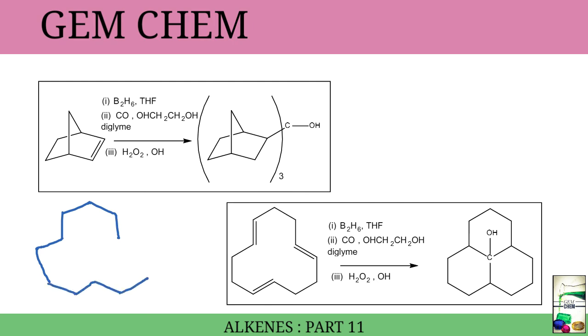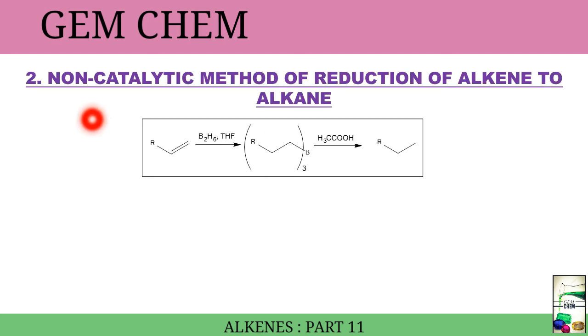If we draw it very carefully, then this will give one bond and then this, and this will ultimately be getting converted to this one. Okay. Now the second one is the non-catalytic method of reduction of alkene to alkane. In this method, first is the hydroboration, and on adding acetic acid there is a complete conversion to alkane. So this is a useful reaction, and here we will deal with the mechanism.